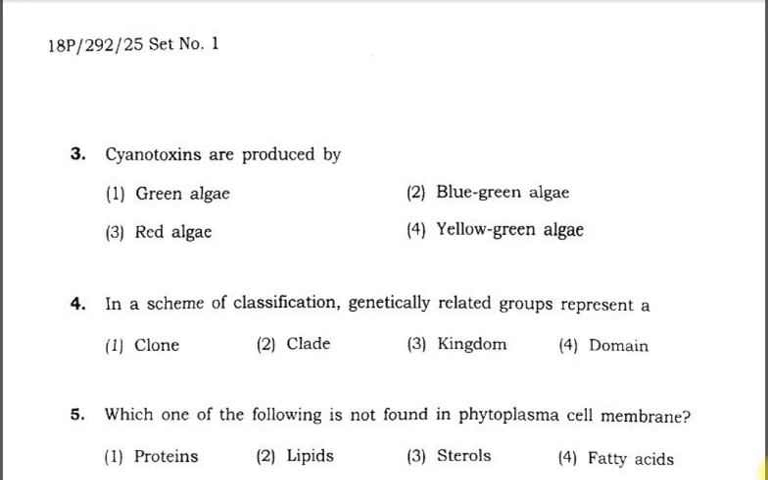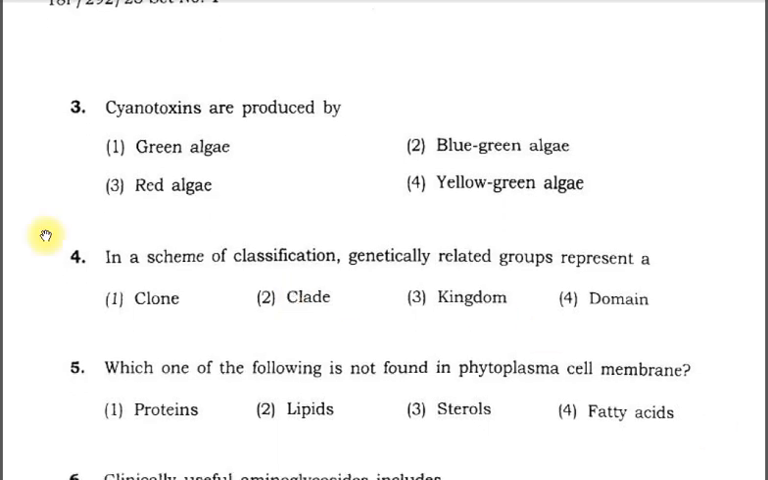Question number 13, a very simple question. Hope you will get the correct answer. Cyanotoxins are produced by 1. green algae, 2. blue green algae, 3. red algae, 4. yellow algae. So as you know, cyanotoxins are produced by the blue green algae, also known as cyanobacteria.